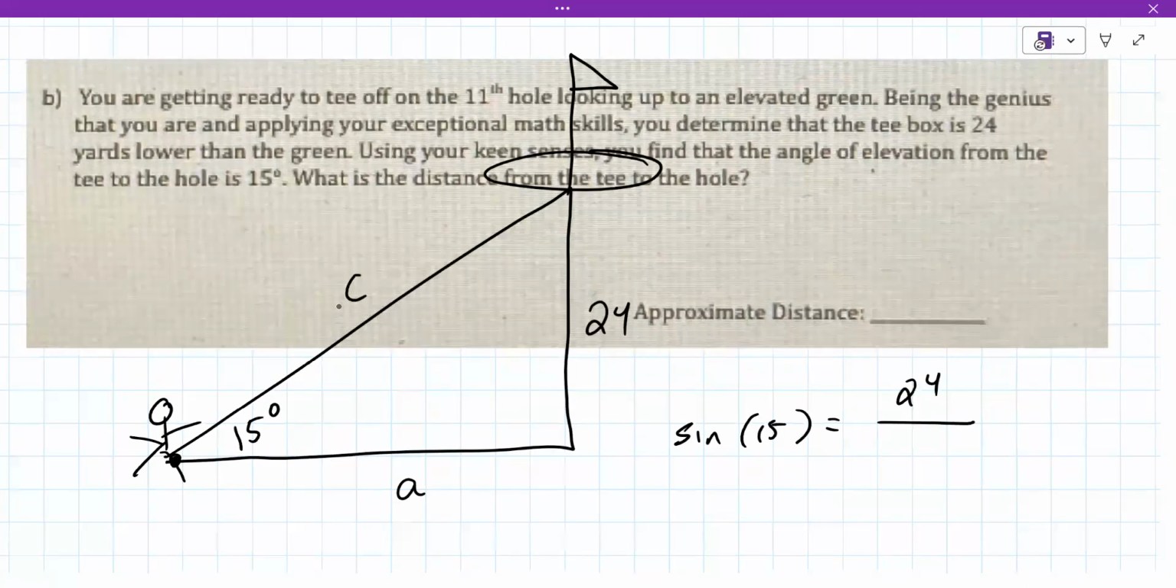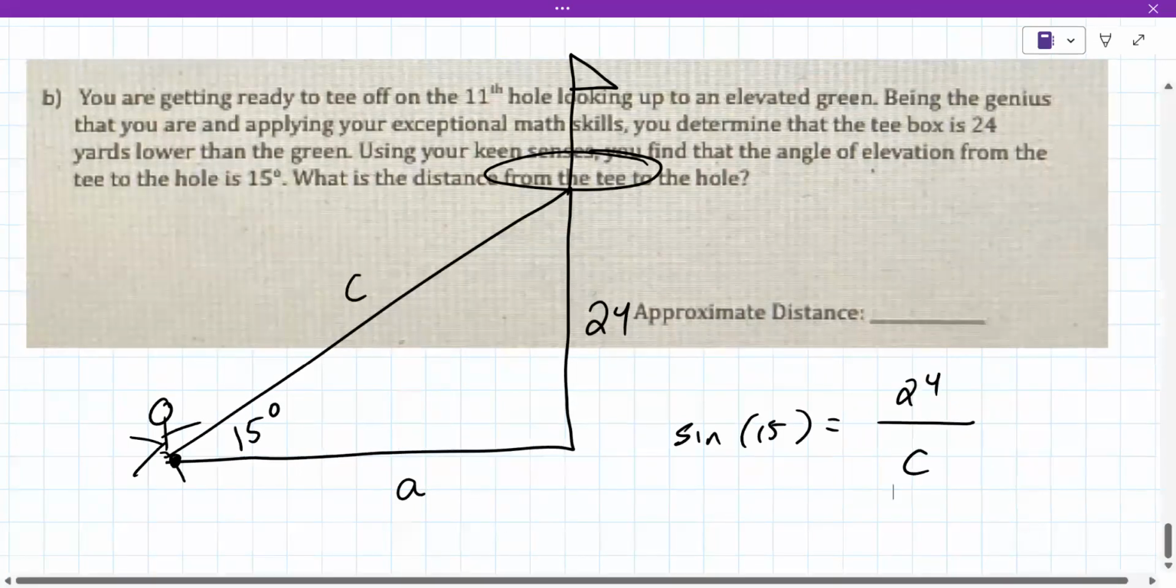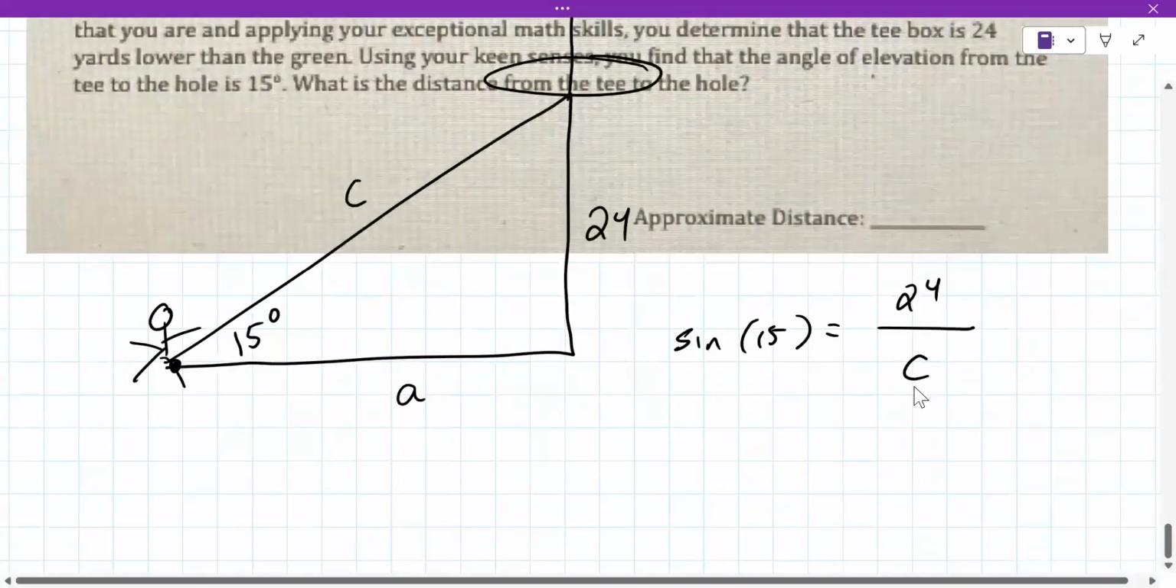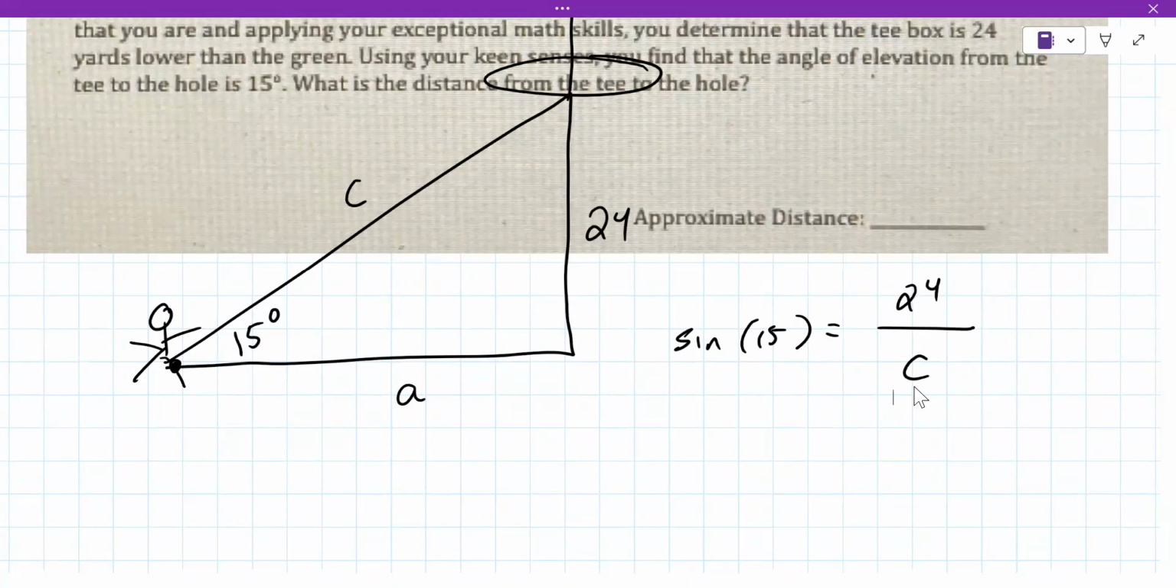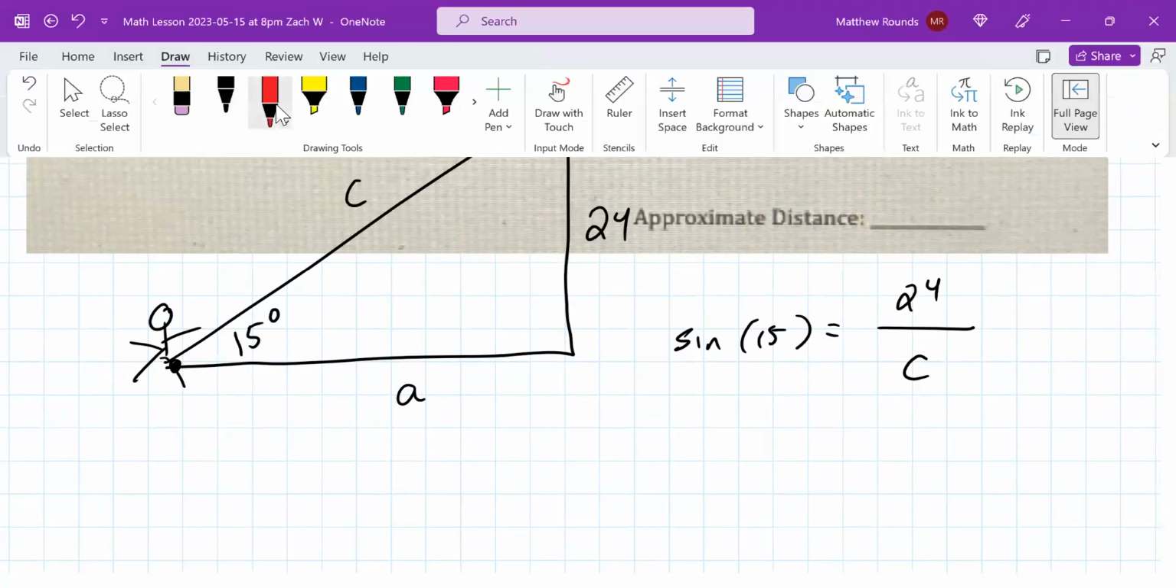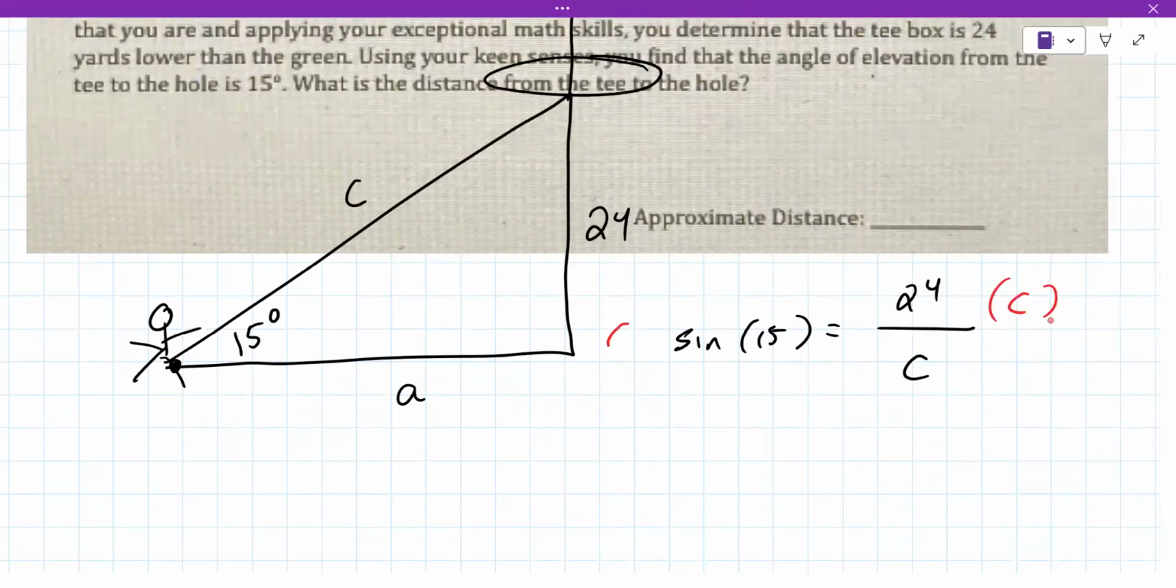You got it. I think we did one earlier like this. Do you remember how to get the variable out of the bottom? We multiply by 24. Multiply by C. You got to get the variable out of the bottom.